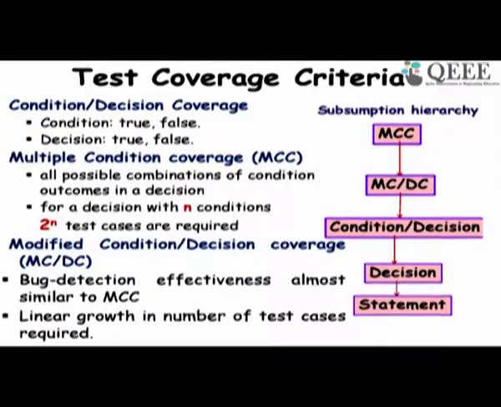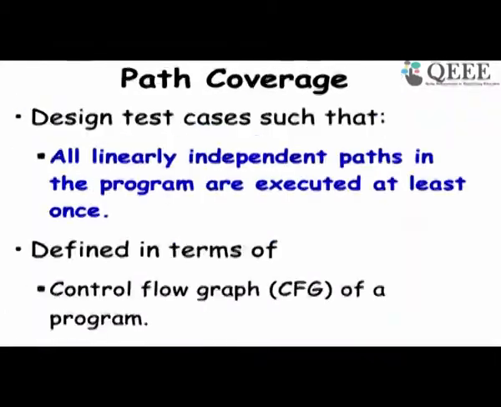So if we now look at our subsumption hierarchy, statement coverage is the weakest. A slightly stronger one is branch coverage or decision coverage, and the basic condition coverage or the condition and decision coverage is the next one, and MCDC coverage is stronger than this, and of course the strongest is the multiple condition coverage. So that's the subsumption hierarchy.